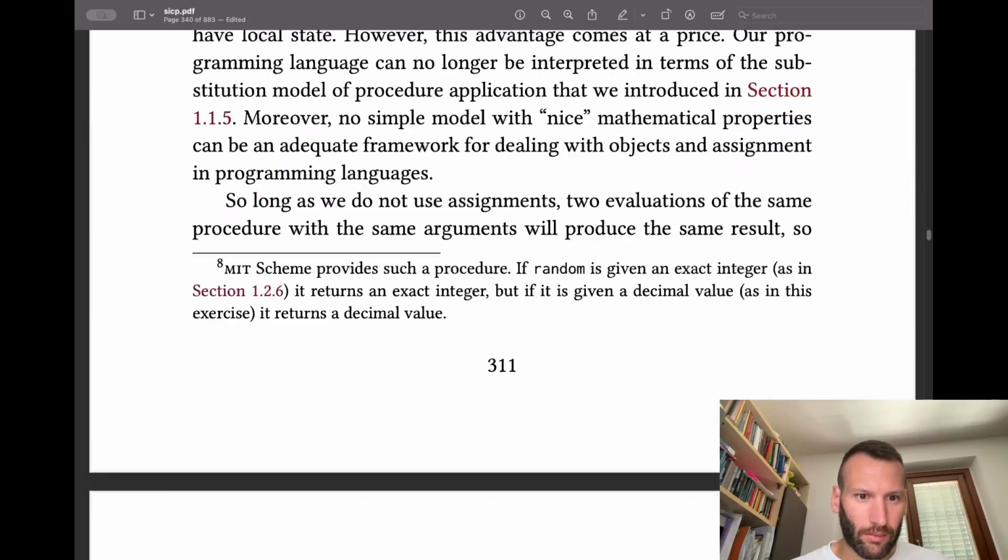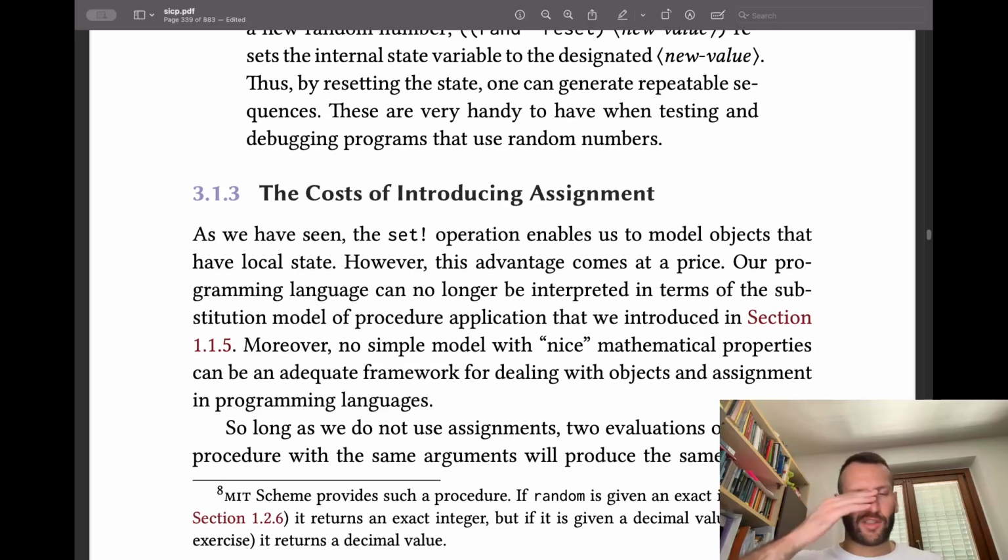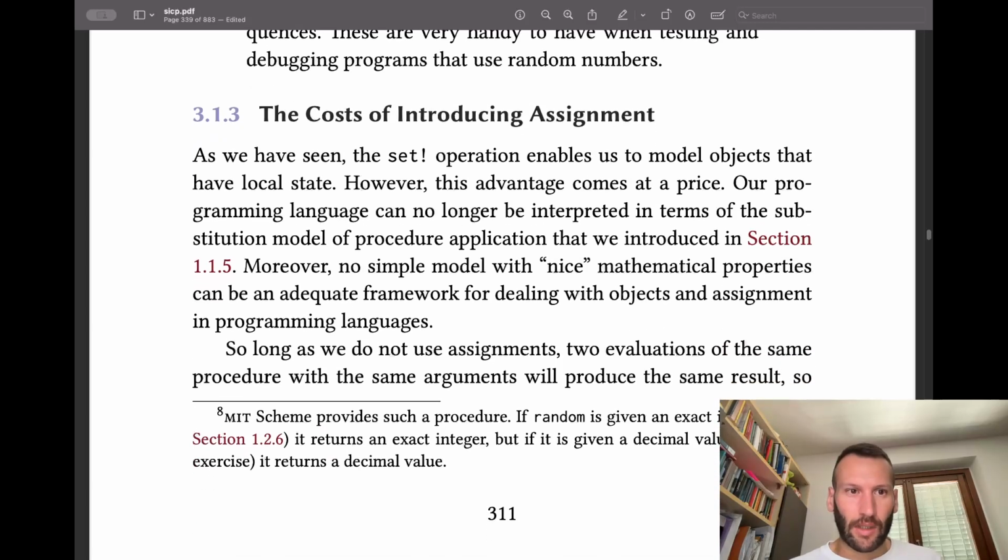The costs of introducing assignment. So we have seen, the set operation enables us to model objects that have local state.